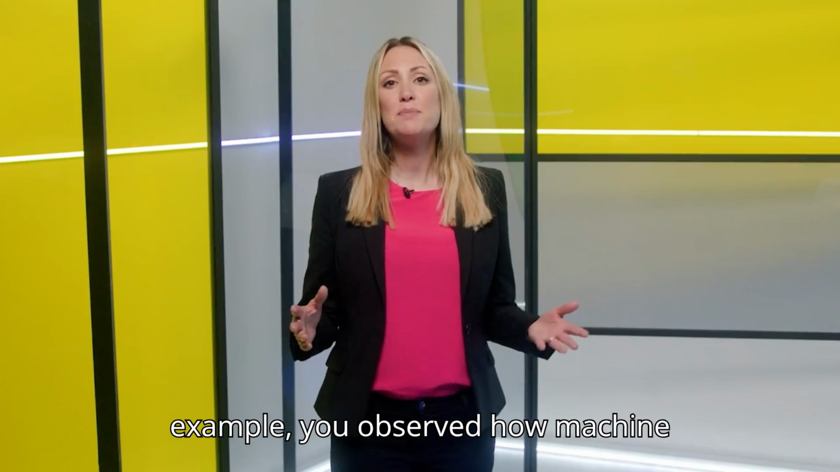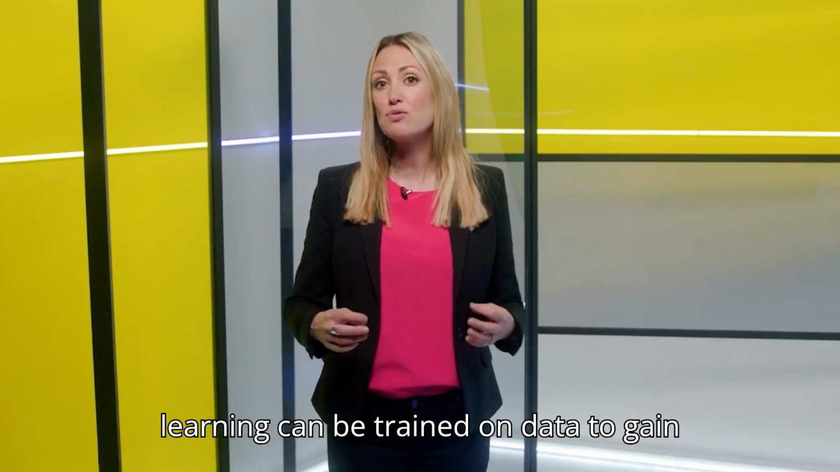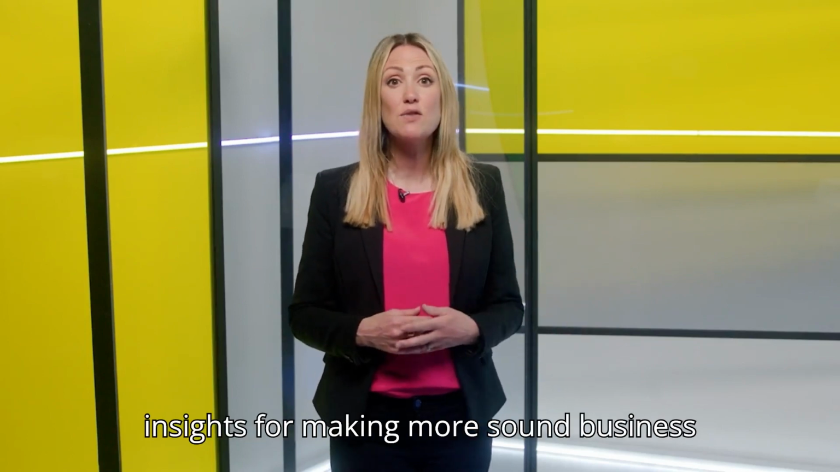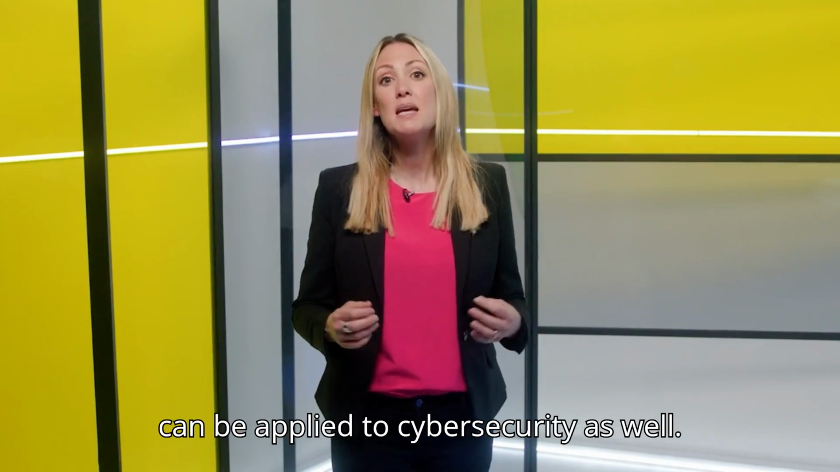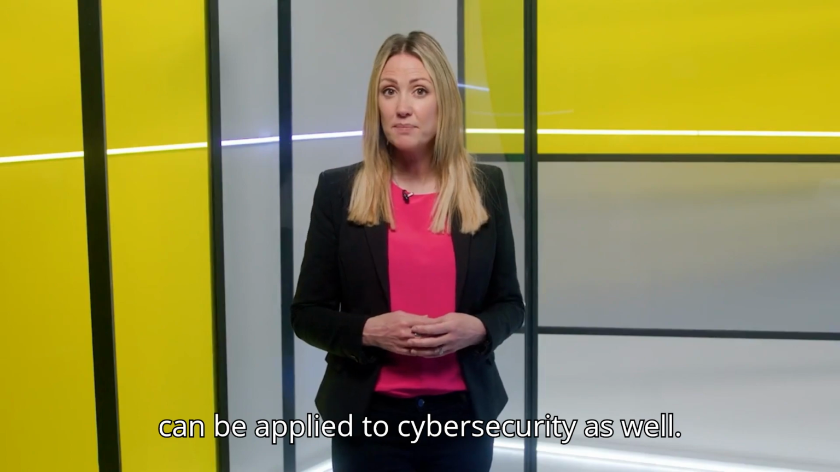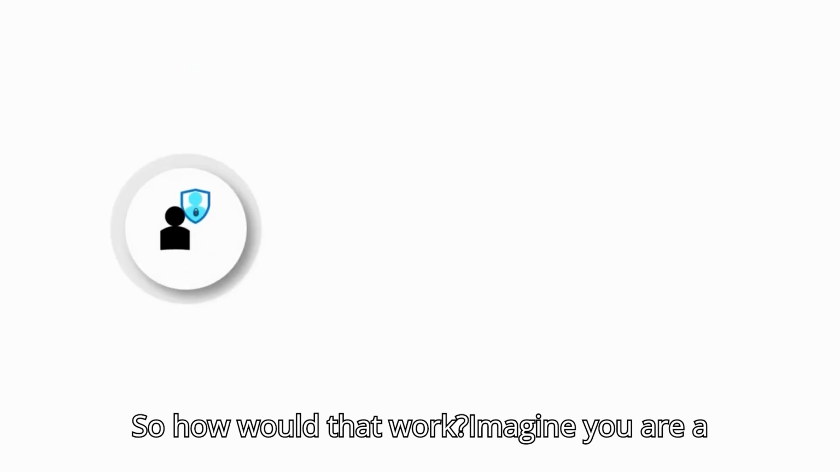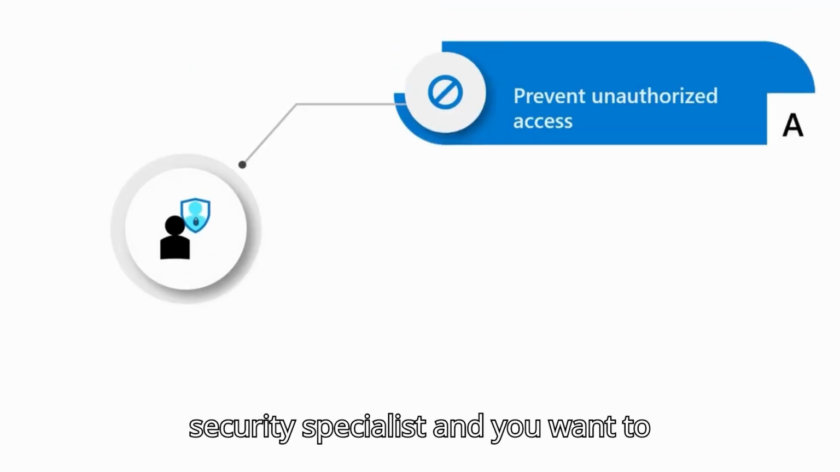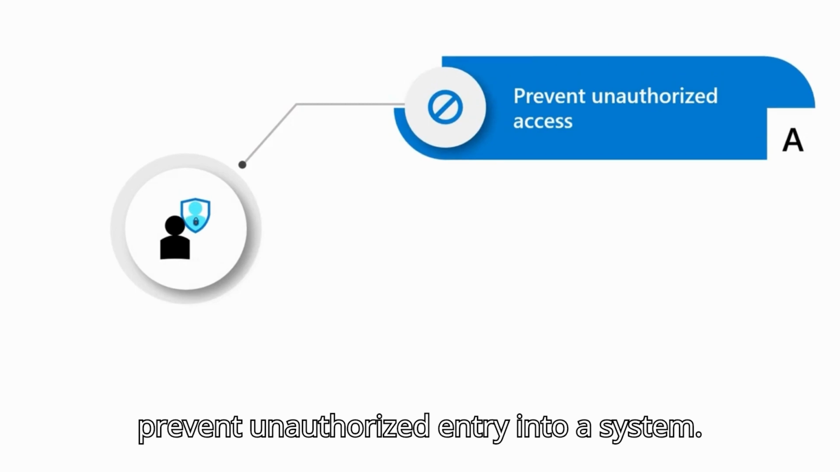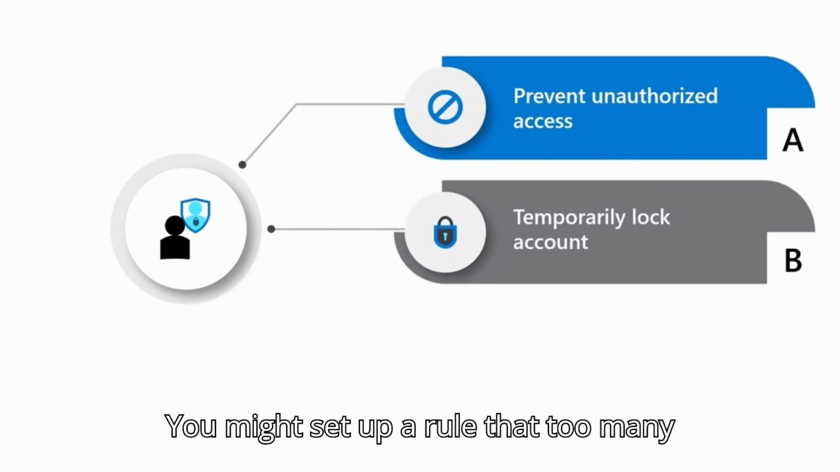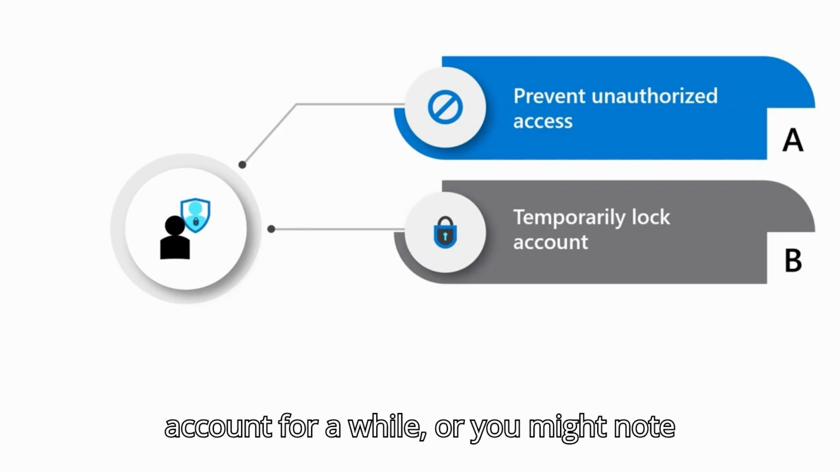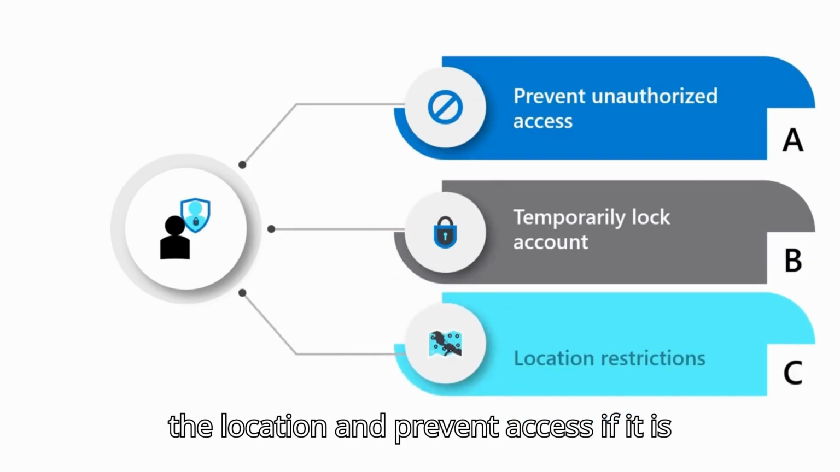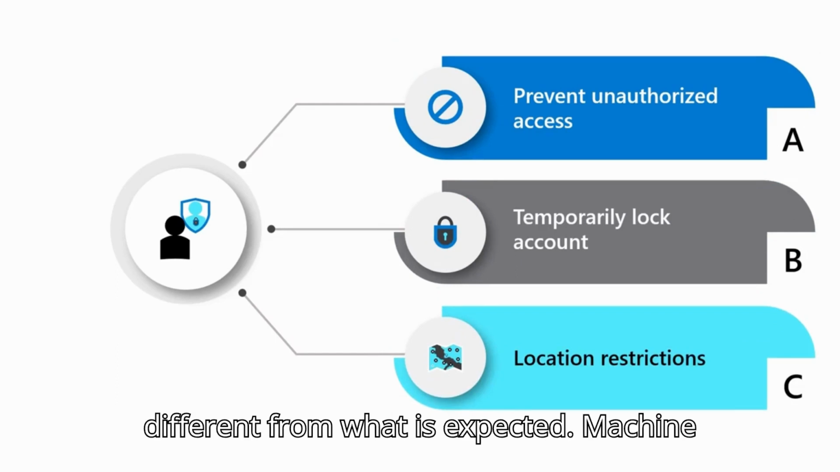In the previous example, you observed how machine learning can be trained on data to gain insights for making more sound business decisions. But, as mentioned earlier, it can be applied to cybersecurity as well. So, how would that work? Imagine you are a security specialist and you want to prevent unauthorized entry into a system. You might set up a rule that too many failed login attempts will lock an account for a while. Or you might note the location and prevent access if it is different from what is expected.